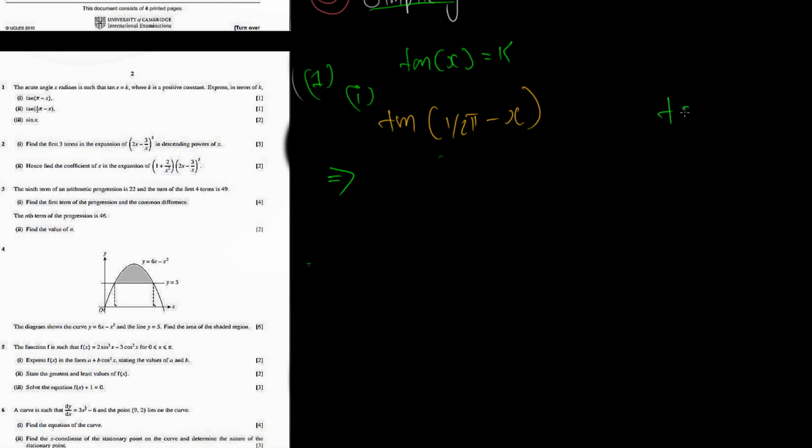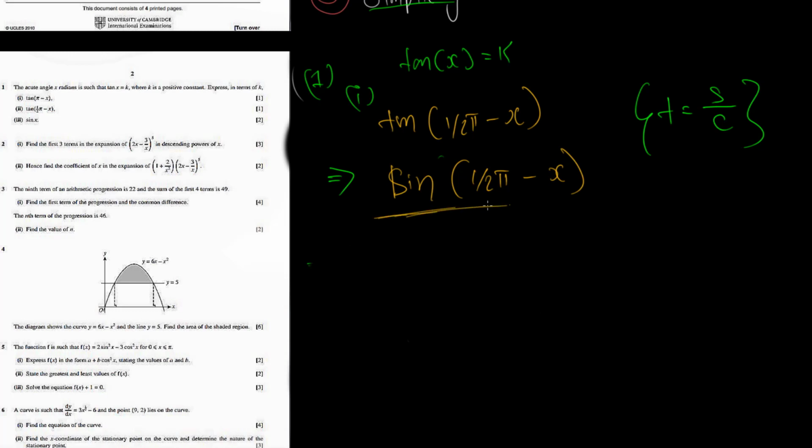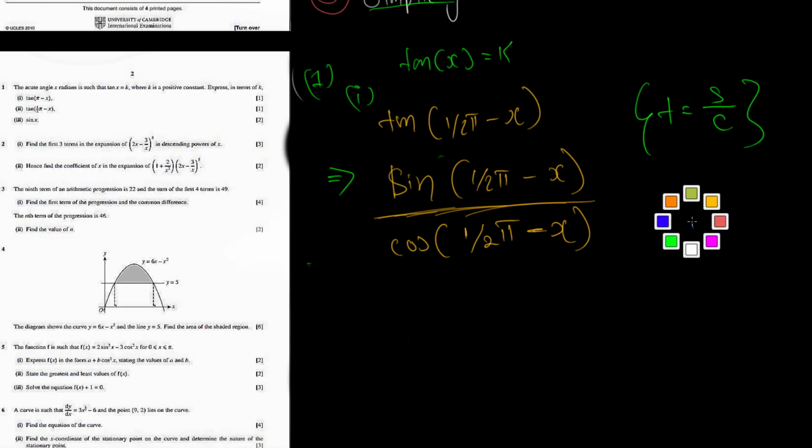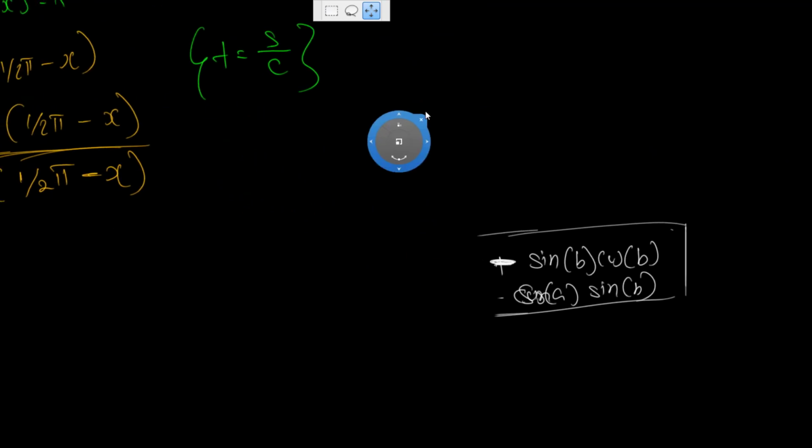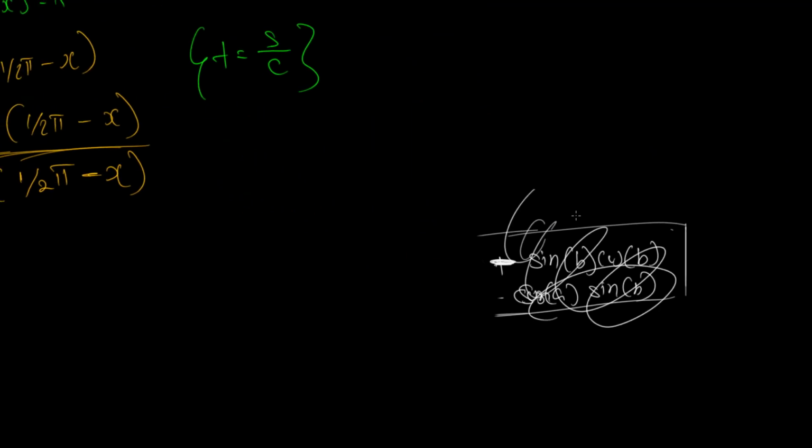I know that tan is equal to sine by cos. So I can rewrite this as sine(1/2 pi minus x) divided by cos(1/2 pi minus x). And then I can use my trig laws. Just a quick rewind. I think I did this before. Okay, sorry for that. So just a quick recap.